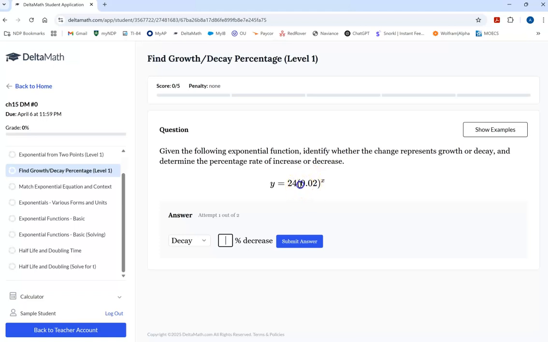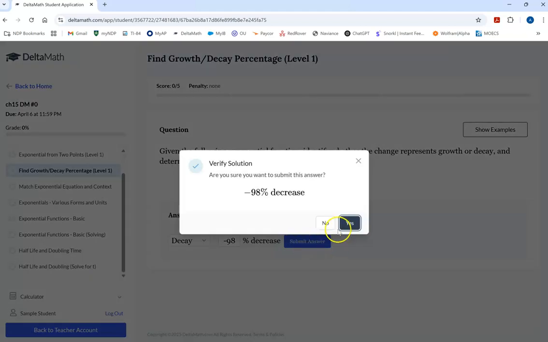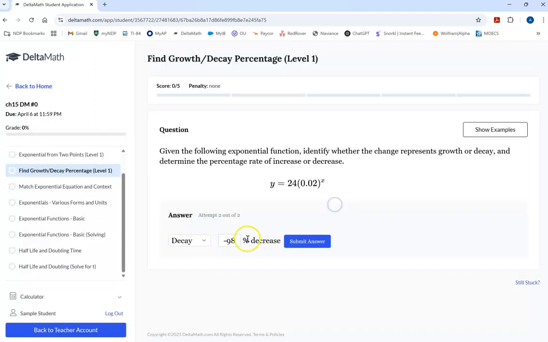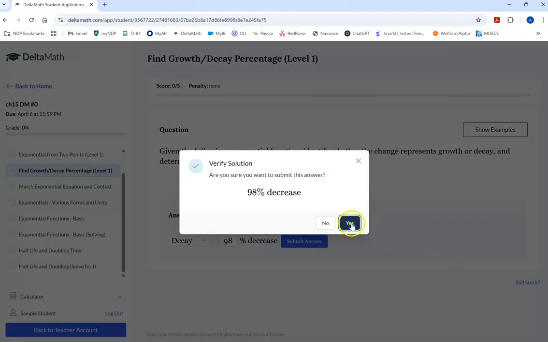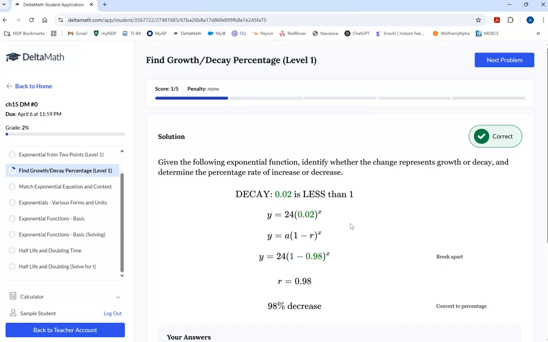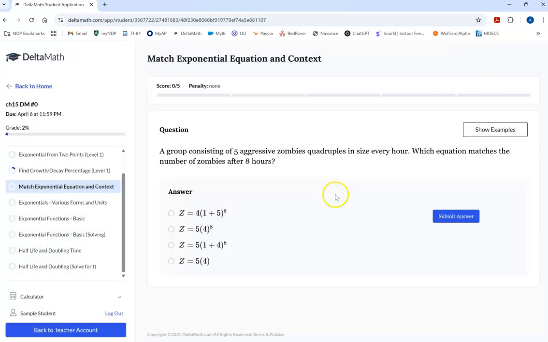And to find the percentage rate of increase or decrease, I'm basically solving for r in that formula we had last time. So if I did that, r would be like negative 98. Oh, I didn't like that. Probably doesn't need the negative. Yeah, so r was negative 98, but if it's saying percent decrease, we don't need to put negative and decrease. That's silly.